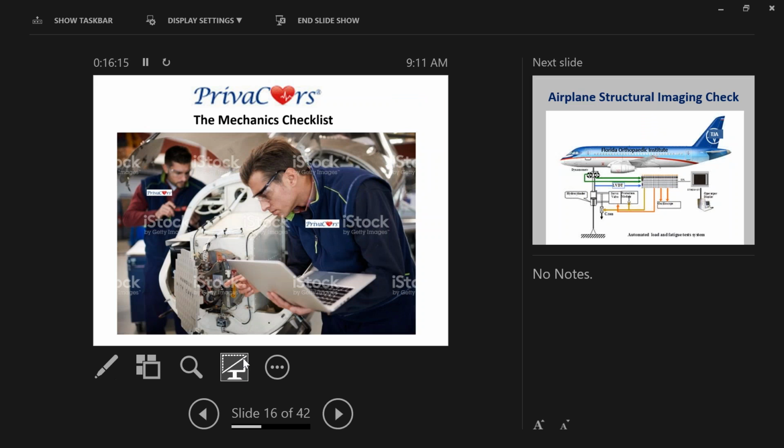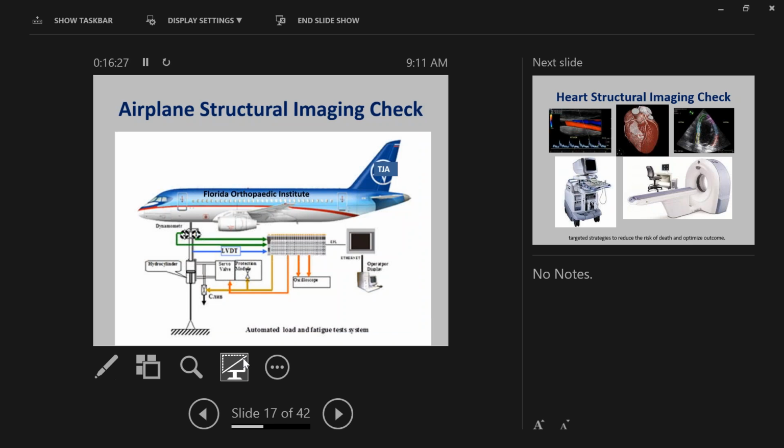And so here's the mechanic with this checklist. Obviously, my checklist is on a computer. It's not a list. It's computerized, and it's an app. And so it could be on my iPhone as well. Airplanes structurally can be imaged. And here's the Florida Orthopaedic Institute plane with total joint arthroplasty.